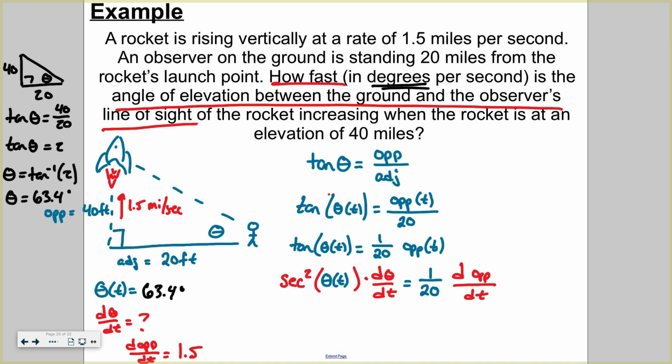And now we can plug in and solve. We're going to have secant squared of 63.4 degrees times d theta over dt, that's what we're looking for, is equal to 1 over 20 times 1.5. Then we're going to be left with secant squared of 63.4 degrees times d theta over dt equal to 1 over 20 times 1.5.